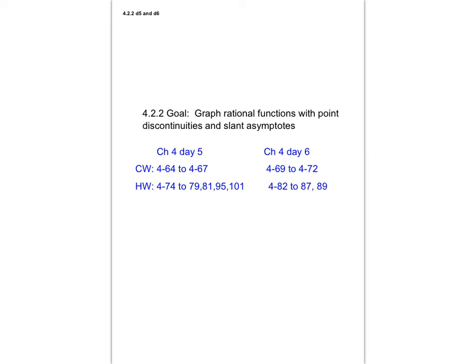Today, the goal is to be able to graph rational functions with point discontinuities and slant asymptotes. We're going to go through problems 64 through 67 today, and then there'll be a second video covering questions 69 to 72.